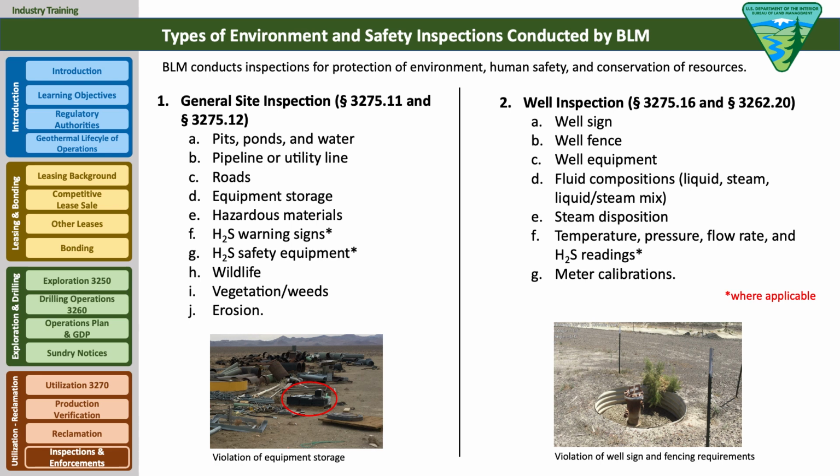The main issues for surface inspections can be grouped in 2 categories: general site inspection and well inspection. General site inspection includes, but is not limited to, pits, ponds, and water, pipeline or utility line, roads, equipment storage, hazardous materials, hydrogen sulfide warning signs and safety equipment, wildlife, vegetation and weeds, and erosion. Well inspections include the well sign, fence, equipment, fluid compositions, steam disposition, temperature, pressure, and flow rate, as well as hydrogen sulfide readings and meter calibrations.